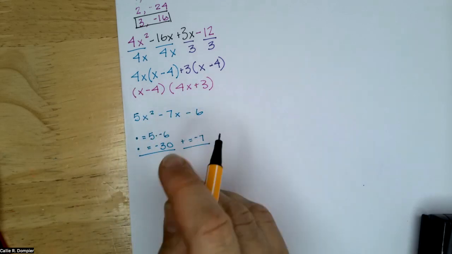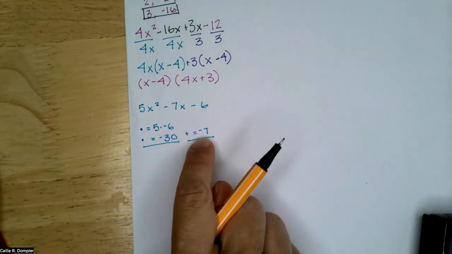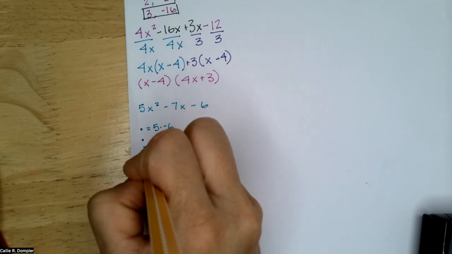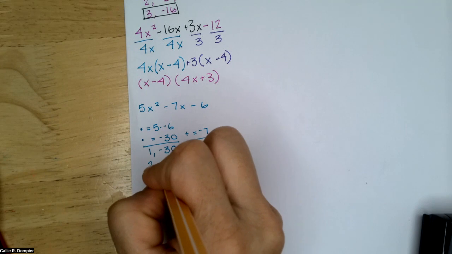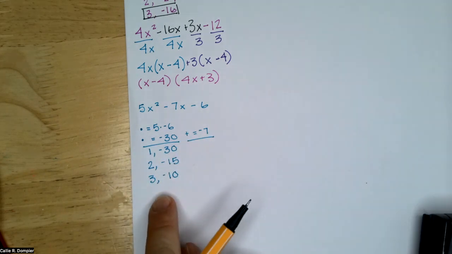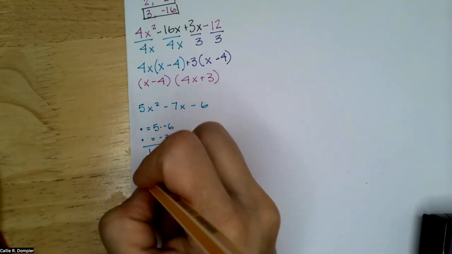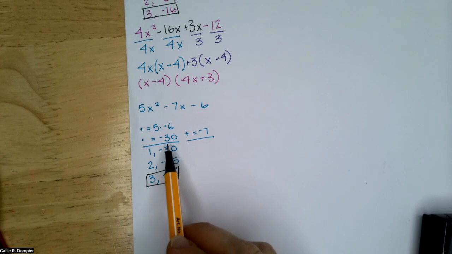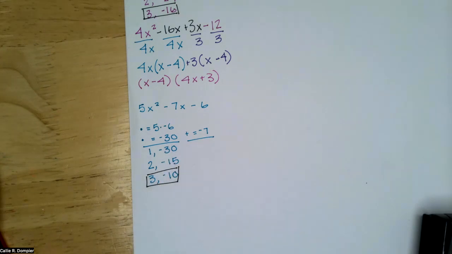I like to start at 1. One is going to be negative, one is going to be positive, and the bigger term is going to be negative. This would be 1 and negative 30, 2 and negative 15, 3 and negative 10. Oh, that looks like it works, right? When I multiply 3 times negative 10, I get negative 30. When I add 3 plus negative 10, I get negative 7.